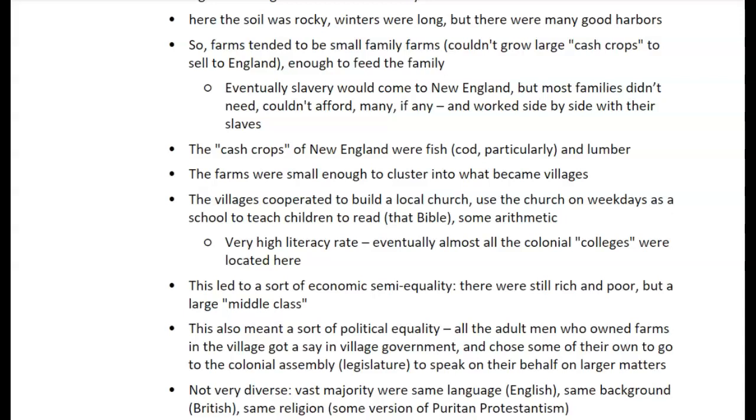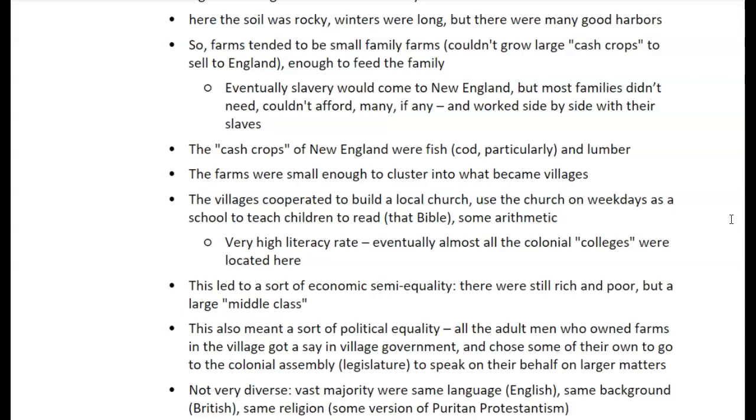small little harbors and bays there. Farms, because the soil is rocky and the winters are long, tend to be small family farms. You couldn't really grow large cash crops in New England. So you grew enough to feed your family, and you were happy with that. Your cash crops of New England were fish, particularly cod, which could be caught, dried, and salted and shipped back to England. That was the big moneymaker. And lumber. New England is full of forests, and the forests have a lot of hardwood trees up there, oaks and maples and things like that, which are very useful for the British, who are building a lot of ships.